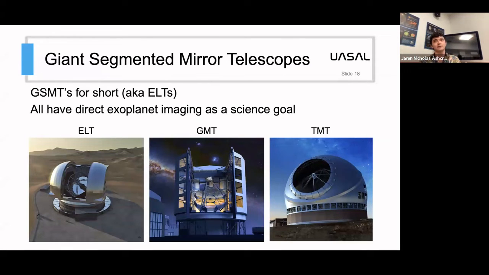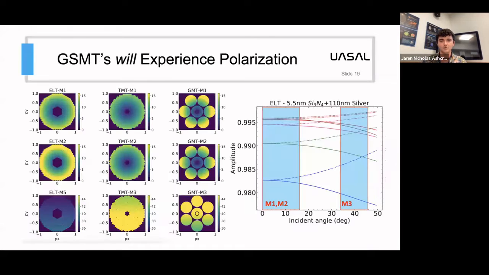These are the giant segmented mirror telescopes, specifically a class of ground-based 30-meter telescopes. My collaborators and I have been calling them GSMTs, but they're also very commonly referred to as the ELTs. The European Extremely Large Telescope is on the bottom left, Giant Magellan Telescope is in the center, Thirty Meter Telescope is on the right. And all of these have direct exoplanet imaging as a key science goal of theirs. So some collaborators and I were curious if polarization would be a significant effect for them.